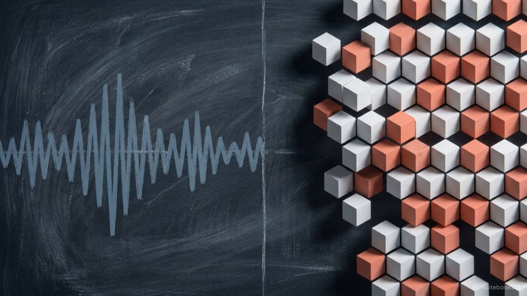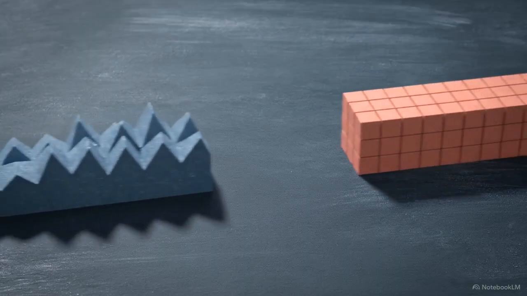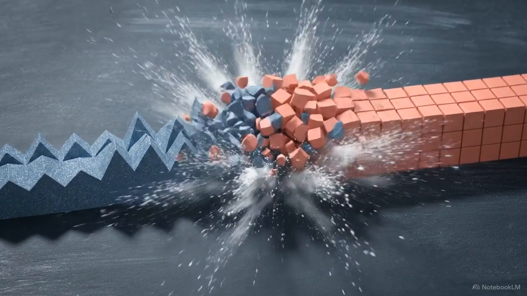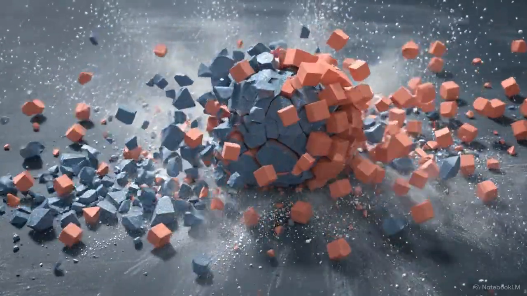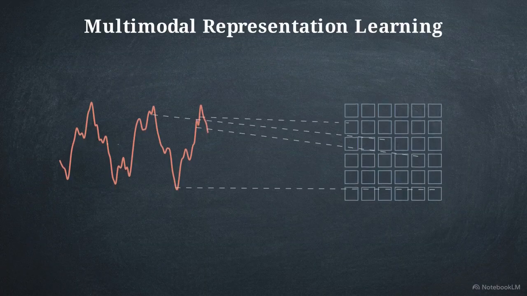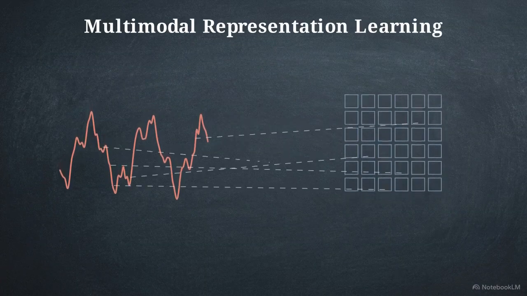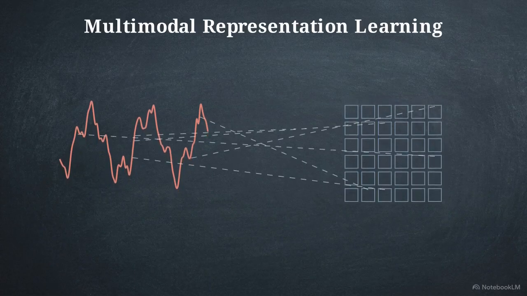When we capture an event through different perceptual channels, like audio waveforms and dense visual pixel grids, we are attempting to integrate data structures that lack a common physical basis. This collision of formats is the starting point for multimodal learning. This is the core challenge of multimodal representation learning.